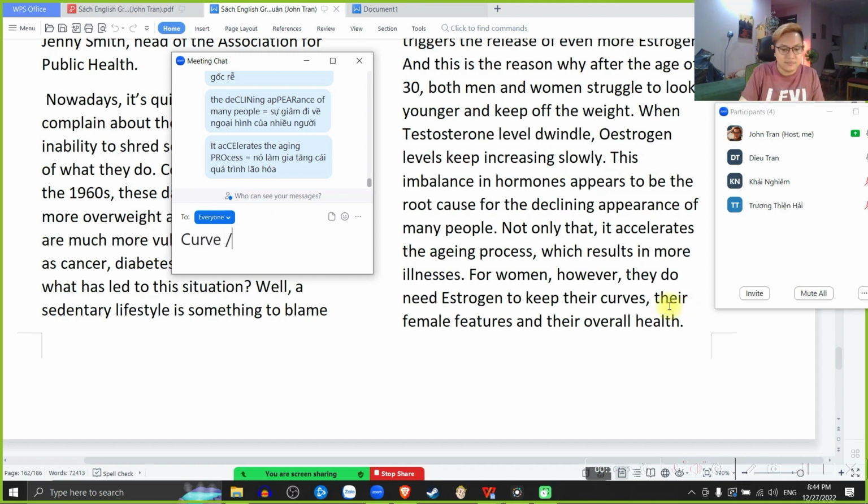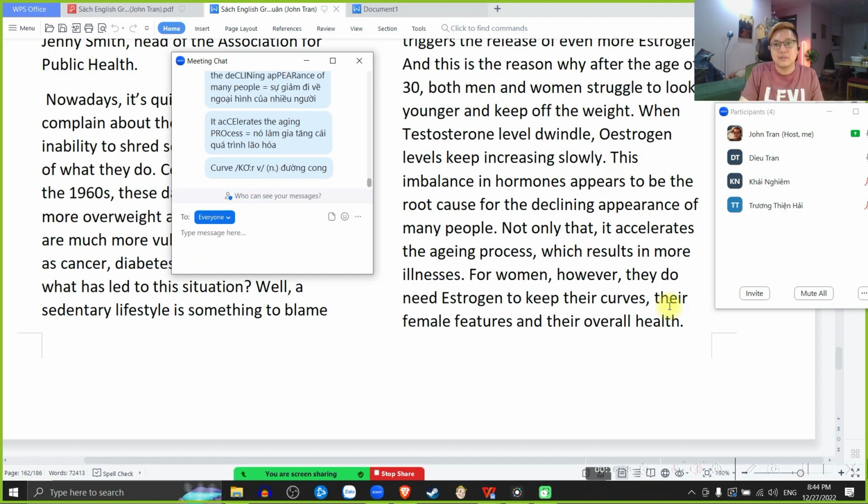So curve means the curves of the breast, the waist, the hips and the bottom. Those are the curves that make women beautiful. To keep their curves, they need estrogen.